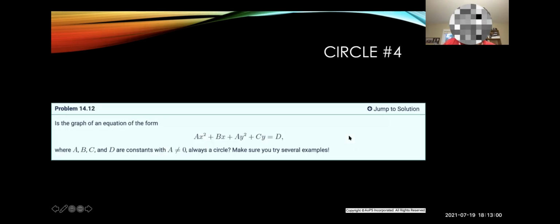So we have 3 more problems to go. Since we have 18 minutes left, I'll give you guys 6 minutes on this problem. So this is a graph in this form: ax squared plus bx plus ay squared plus cy equals d. Now you need to figure out, if a, b, c, and d are constants and a is not equal to 0, will it always be a circle? If it always is, give me a few examples and then explain that. And if it's not, give me a few counterexamples.